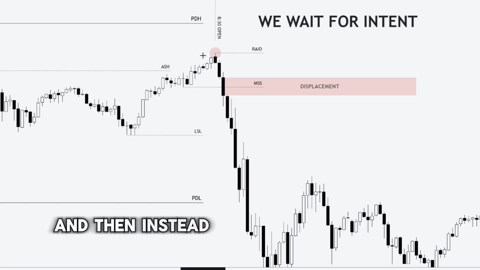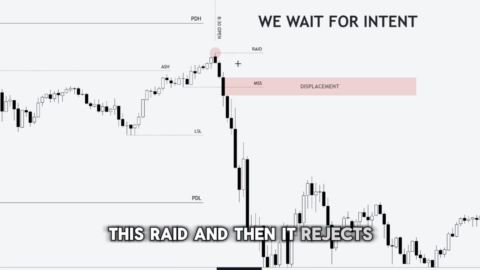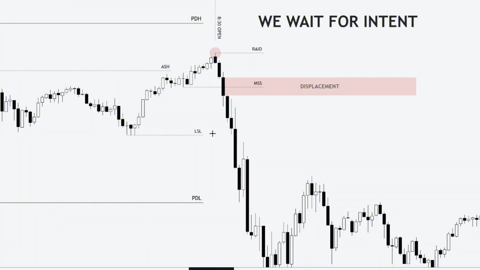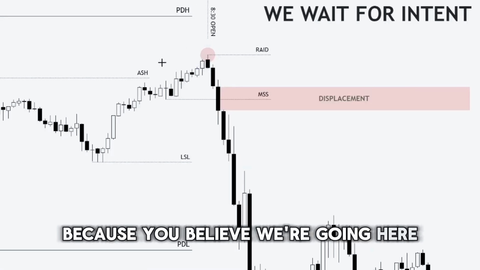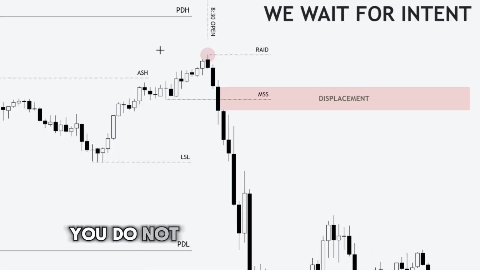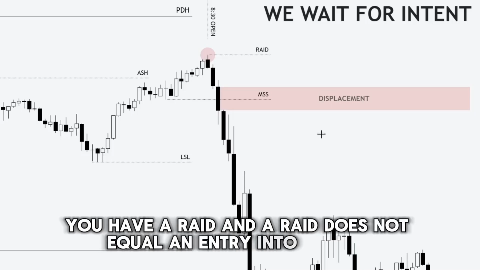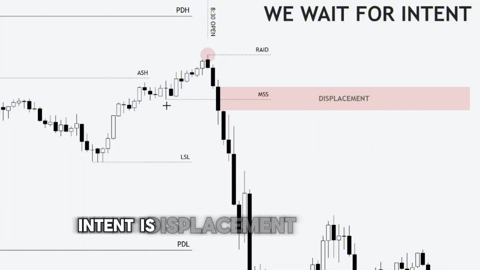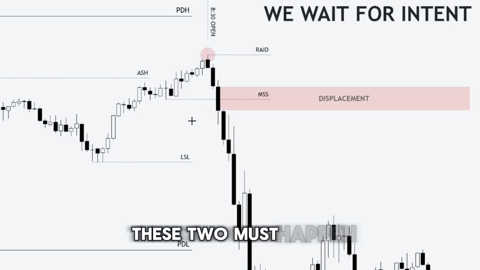And then instead, you enter somewhere in this sweep, this raid, and then it rejects. And then you get eaten up by all of this move because you continue to move your stop loss here, stop loss there, because you believe we're going here. You do not have intent in this move. You have a raid, and a raid does not equal an entry into a trade. You need intent. Intent is displacement and market structure shift. These two must happen.